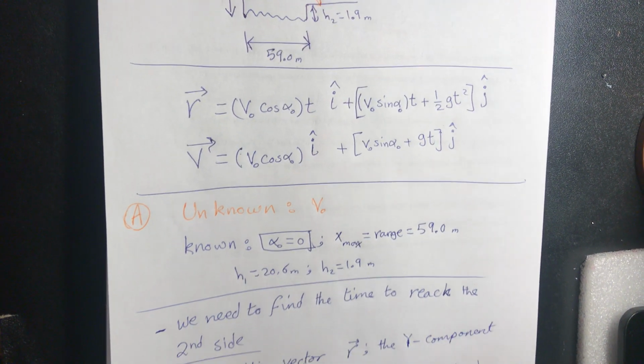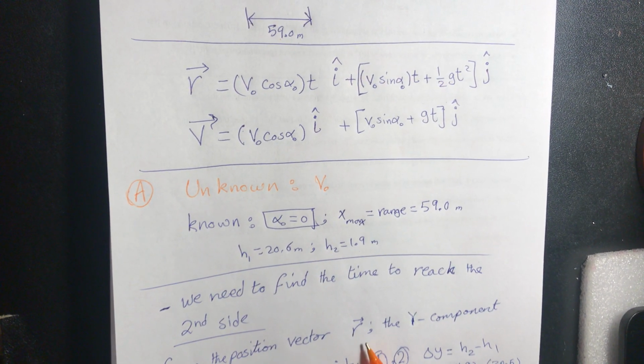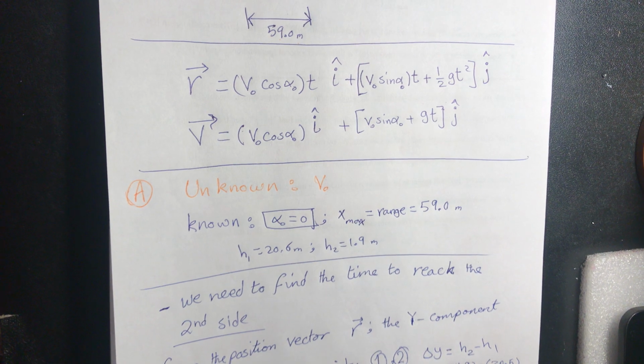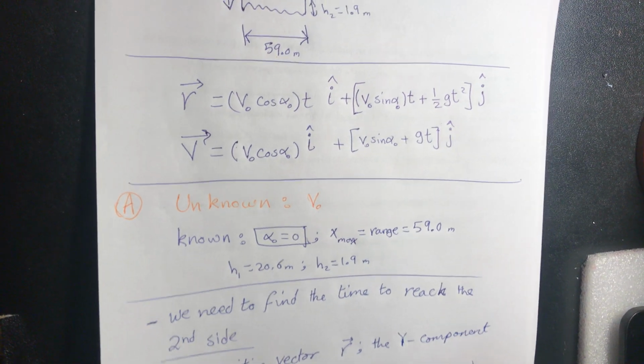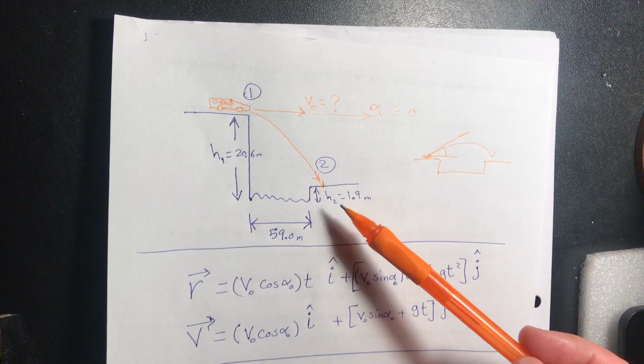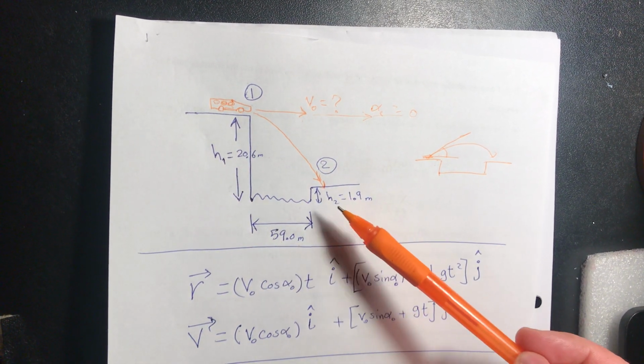Okay, how can we find the time? From the position vector, we can use the y component. The change in altitude, which is h2 minus h1, they are given.